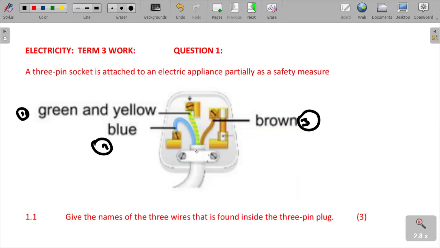So what needs to be done here is that brown is always live. It is the live wire. Yellow and green is the earth wire. When given a test or an exam, this is what you always need to do. And then the blue one is always the neutral. Blue is always neutral. So if we have done this, we are done. We know these three wires.